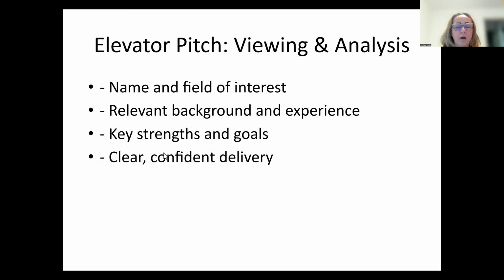Okay. Let's talk now about what makes a clear, confident, and professional elevator pitch. Okay, look at the examples that are posted. How body language and voice can strengthen a pitch. So, how do you sound confident?